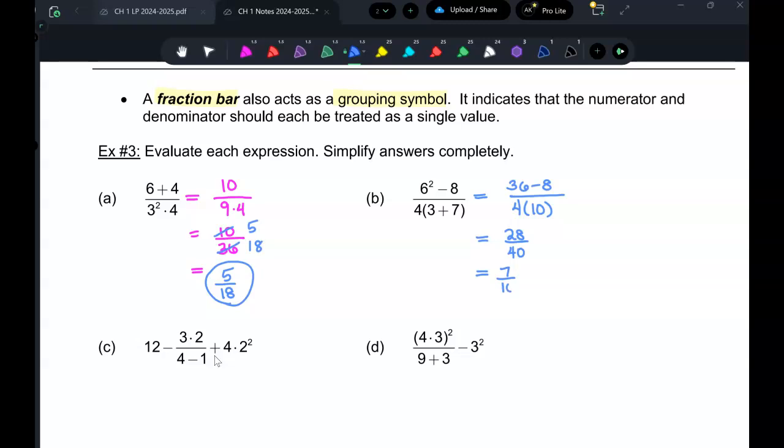What time does this class end? 11:45. No, I think it's 11:40. It's 11:45. I don't think the next one starts until 11. We have lots of time. 42 minutes.